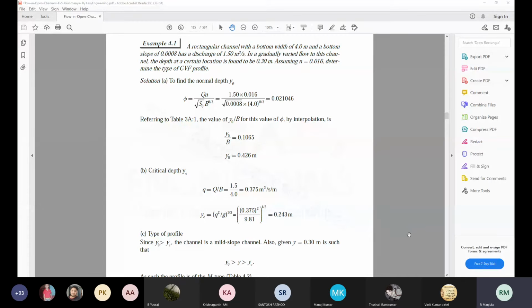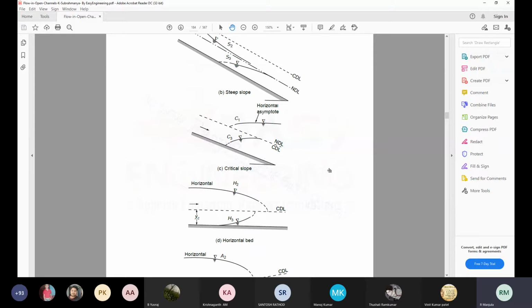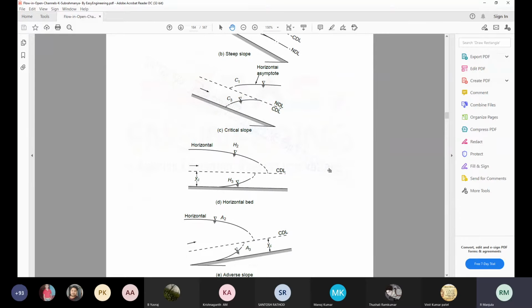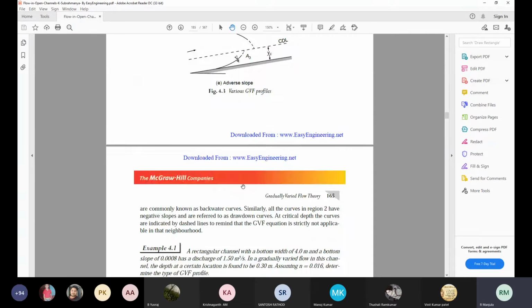Okay. So here we have seen last class about profiles, right? These are the profiles M1, M2, M3, H2, H3, C1, C3, A2, A3. These are the backwater profiles like mild slope, steep slope, critical slope, horizontal slope, and adverse slope. You have seen what should be the normal depth line, critical depth line, and where the profile should come. Now we will see one problem to identify the type of the profile.